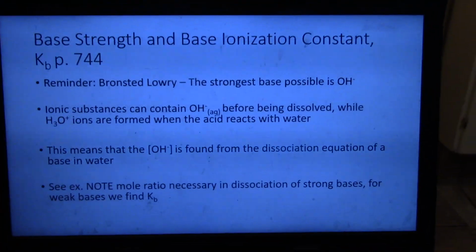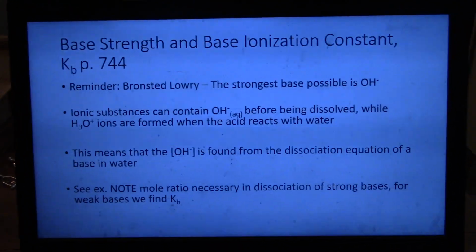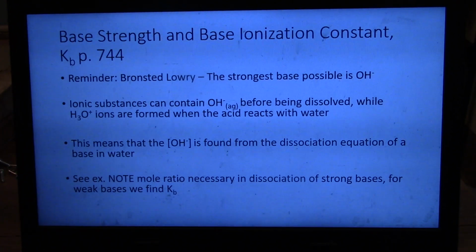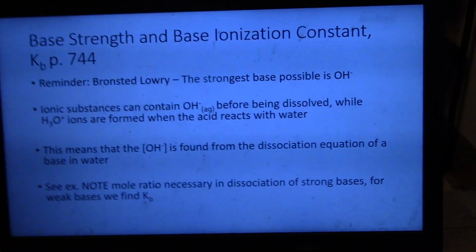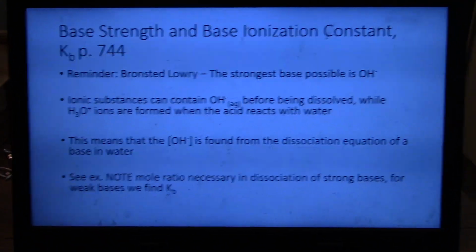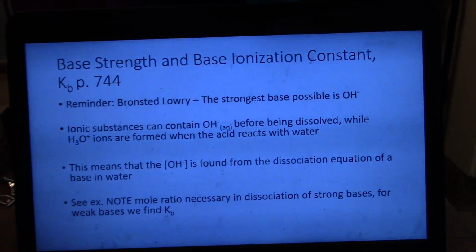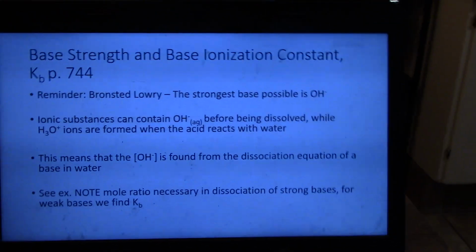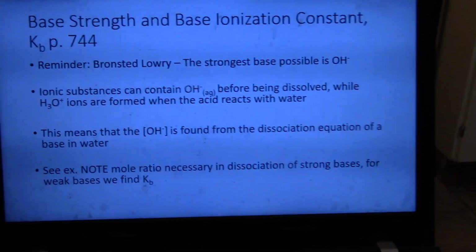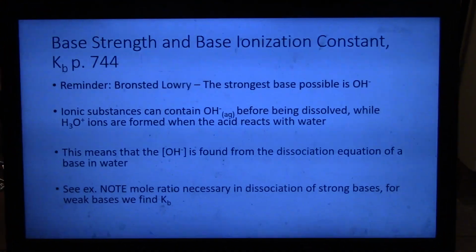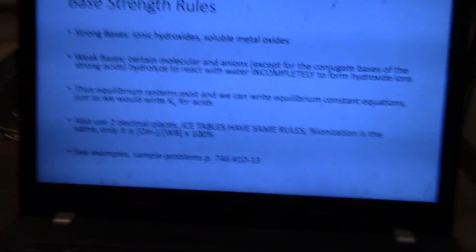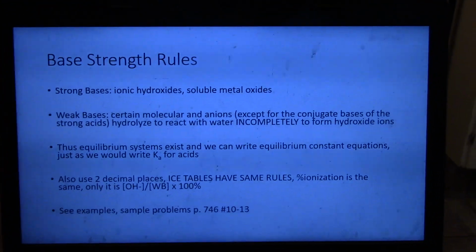So just a quick couple rules. Reminder with Bronsted-Lowry, the strongest possible base is OH negative. Ionic substances contain OH negative, right? I kind of already went over this with the acid ionization constant. We need to consider dissociation when we look at hydroxide, so we do need to consider mole ratios when we dissociate the ionic compounds in solution. We don't need to worry about that with hydronium because it ionizes. It doesn't exist before the acid is put into the water. I already talked about this.